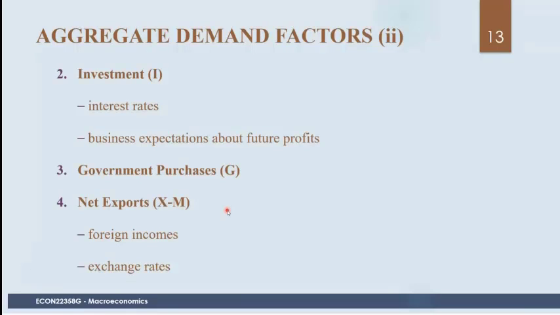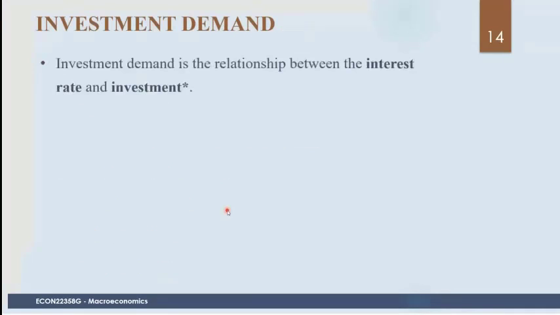And so we're adding these four things together to get aggregate expenditures. And so if we have an exchange rate, the net export part of that will be adding less. Now, investment demand is the relationship between the interest rate and investment. So the demand for investment is how much is invested. There's a strong relationship between that and the real rate of return and the real interest rate.